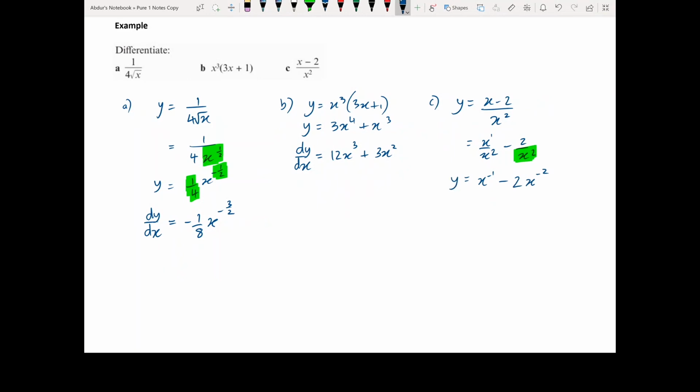This is still y. Now we're going to differentiate and find dy by dx. So the power minus 1 multiplies the coefficient, which is 1. So this becomes minus 1 x to the power of, reduce the minus 1 by another 1, that becomes a minus 2. The power on the second term, minus 2, will multiply this to get us positive 4. And then we reduce the power by 1, so minus 2 take away 1, which gives us minus 3.